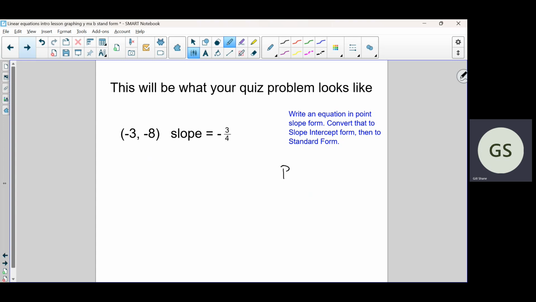Actually, I'll just write them here. So first, if you don't know what these are, then you need to look it up. Point slope, then slope intercept, and then standard form. That's your quiz. It'll just be different numbers.